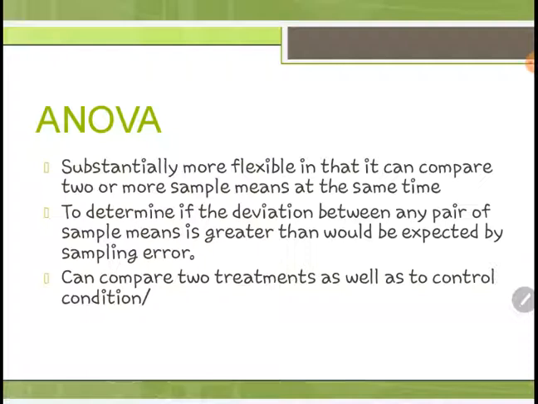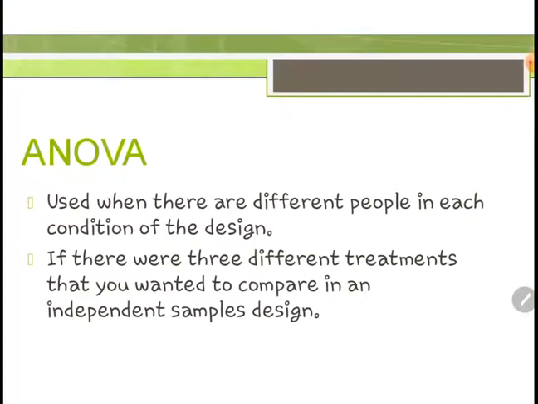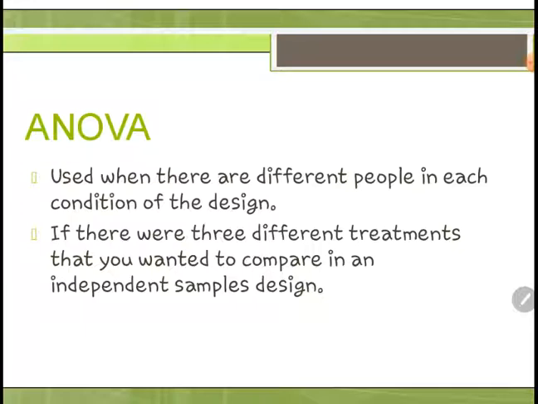So, kasi di ba yung mga pinag-aaralan natin before, like yung mga correlations, yung mga test natin, and etc., sa ating measures of variation and sa linear regression, limited lang naman yung na-analyze natin na sample, di ba? Or yung ating treatments. Ito, kaya niyong mag-analyze ng two or more sample means at the same time. It is also used when there are different people in each condition of the design.